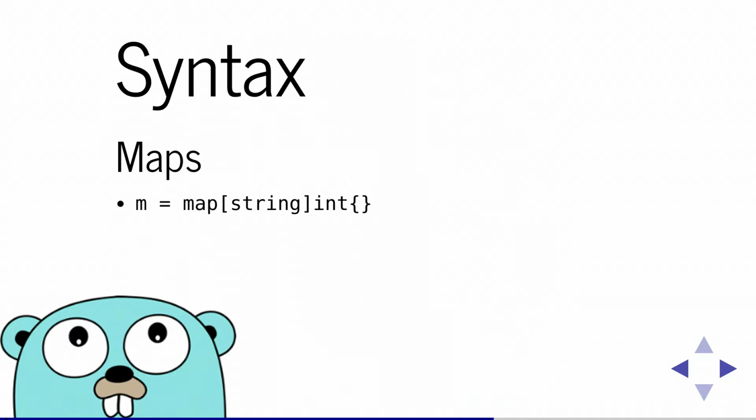Maps. Maps are more similar to what a PHP developer would think of as an array. It's going to be key value. It can be any two types, though. It doesn't have to be string and whatever. You can declare the types for your map, and that's up to you what you declare. And you can add a value just like that. So that's a lot more familiar if you write a lot of PHP.